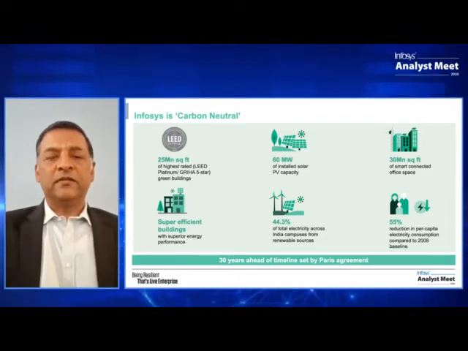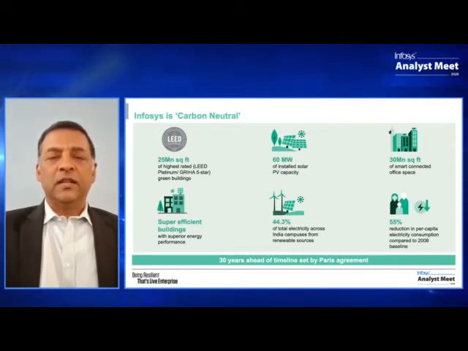And most of this, in fact, the entire part of our carbon neutrality is achieved through community projects and not through carbon credit purchases. Some of the highlights of our carbon neutrality: we've achieved about 25 million square feet of LEED platinum rated infrastructure. Our electricity across our campus, about 44% of that is through renewable sources. And over the last 12 years, our per capita consumption of energy has come down by about 55%. Like I mentioned, our carbon neutrality is 30 years ahead of the targets that have been set by the Paris Agreement.